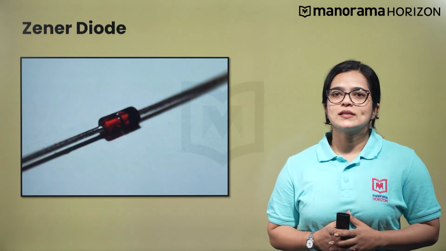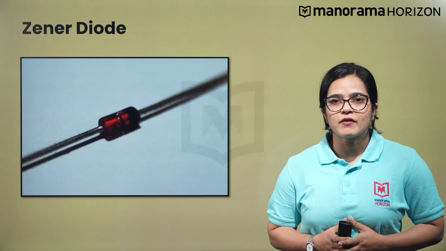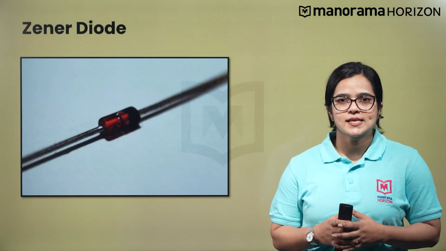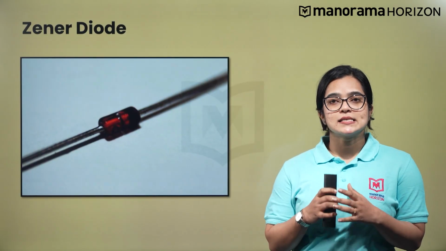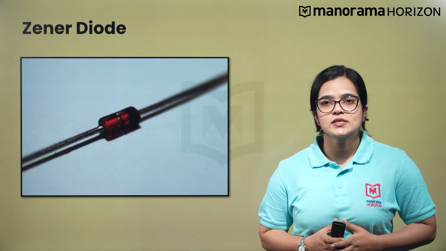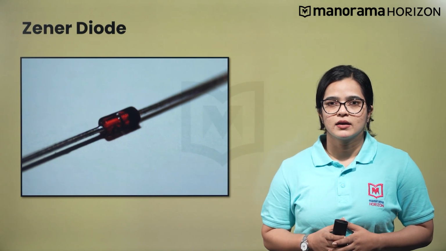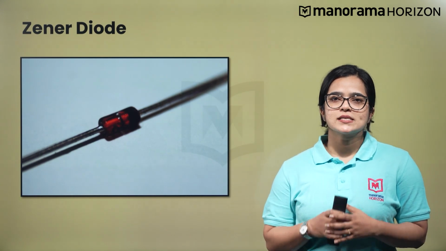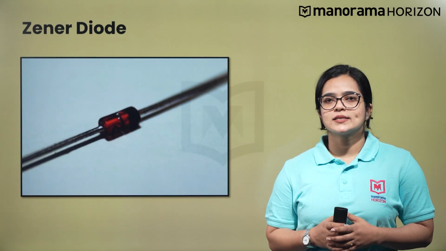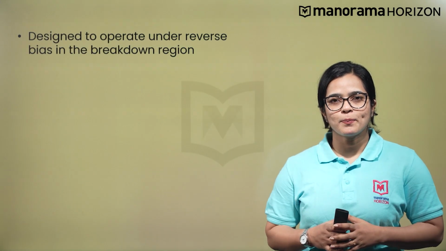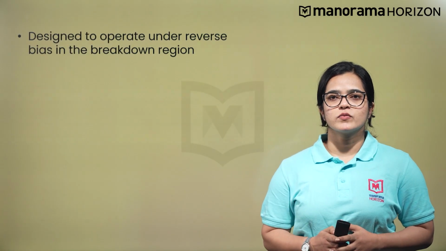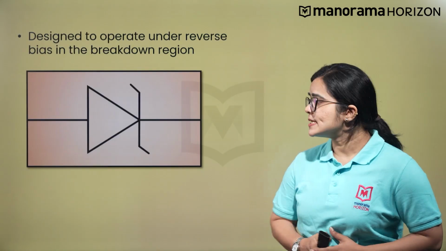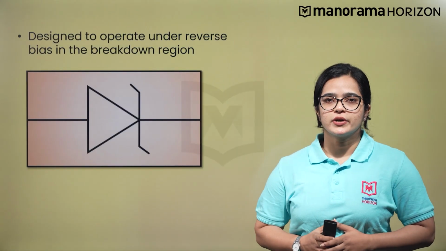Let us begin with the zener diode. It's named after its inventor, Zener. It's a special purpose semiconductor diode that is designed to operate under reverse bias in the breakdown region. A zener diode operates just like a normal diode when it is forward biased. It can operate continuously without being damaged in the region of reverse breakdown voltage. The symbol for the zener diode is shown here.